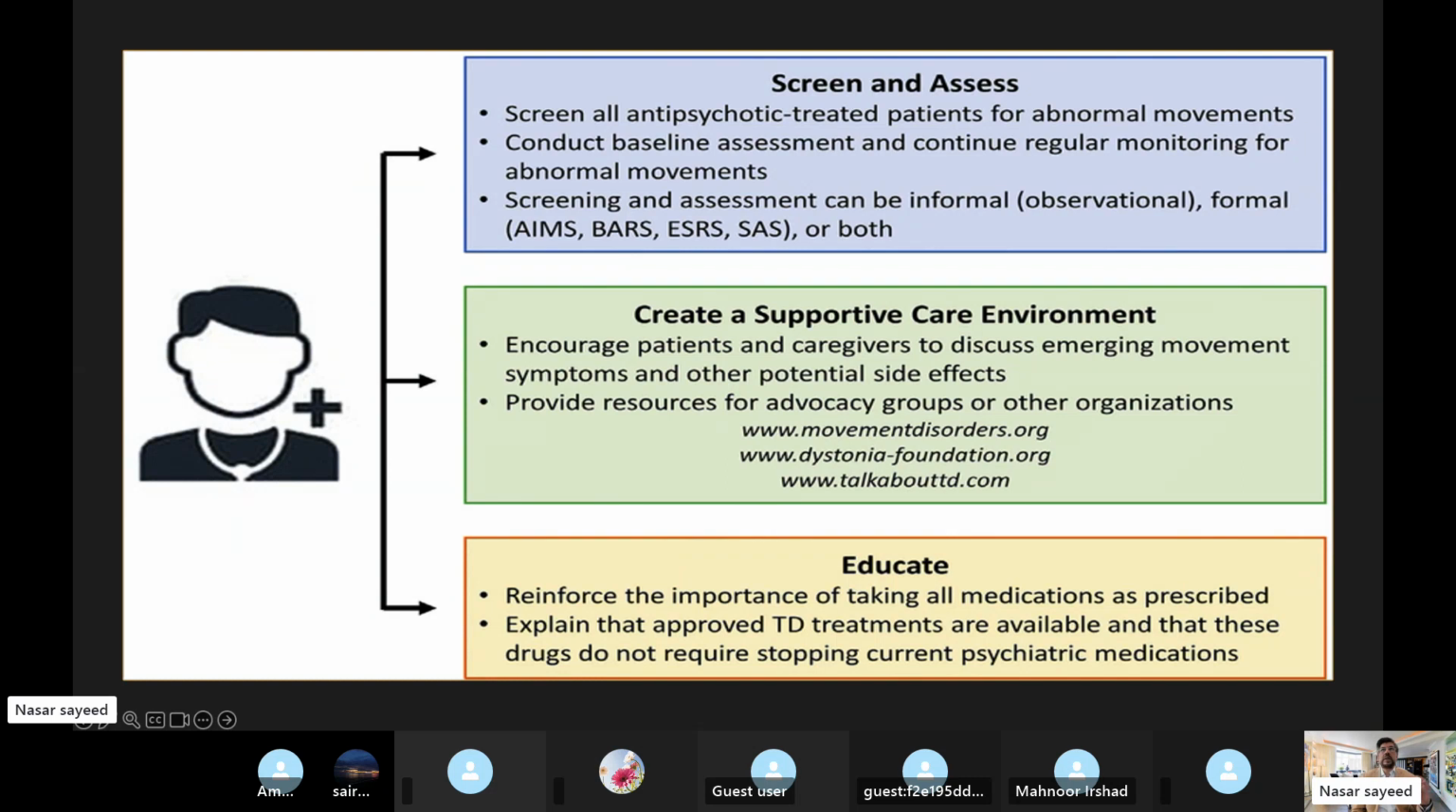Screening assessments can be informal, like observation, or they can be formal. The formal means you can apply AIMS, BARS, ESRS, SAS, or it could be both. You assess them informally and you apply the test as well, which is a relatively safe option. So if you see a patient coming with the movement disorder, now the first thing is you have to assess whether this is from basal ganglia, this is from the pyramidal system, or this is from the cerebellum.